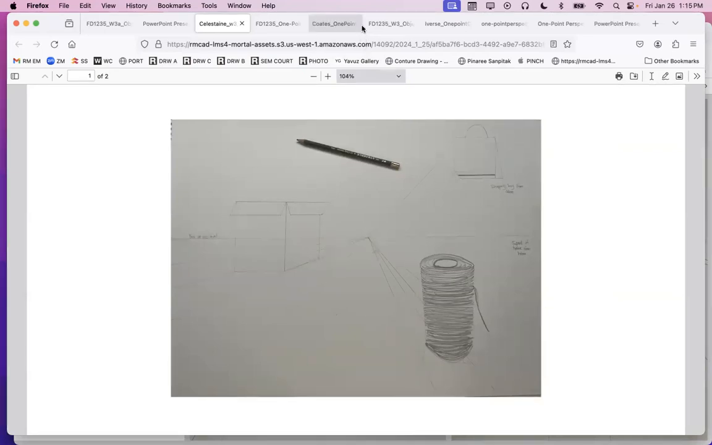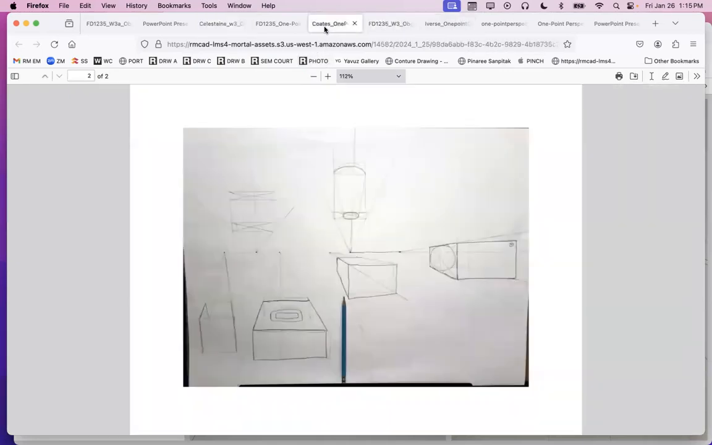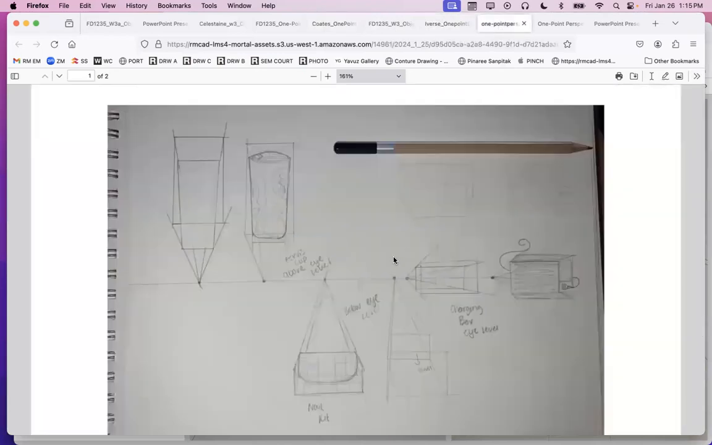Let's see how quickly I can navigate to, no, sorry, a lot of drawings here.